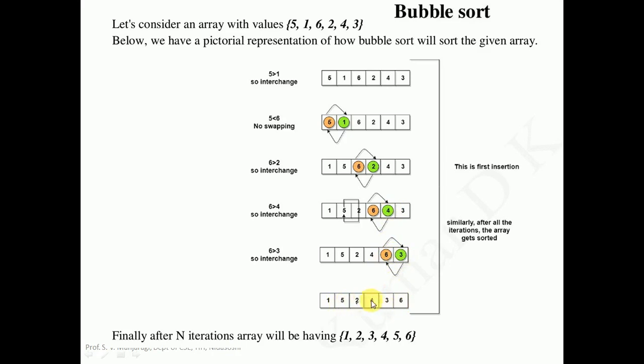So this is the completion of the first iteration. This is called the first iteration of the bubble sort. At the end of the first iteration, if you look, the last element is 6, which is the largest among all these. At the end of the first iteration, the largest element has occupied the last position.